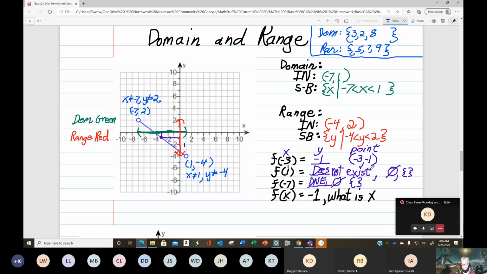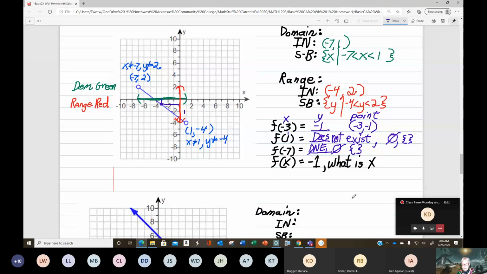Okay, now we have a question like this. F of x, now you've got an x in there. F of x equals -1. So now they're asking, we know what the y is. This is y. What is x? What is the x that makes y -1? And we already know that answer, but pretend you don't.